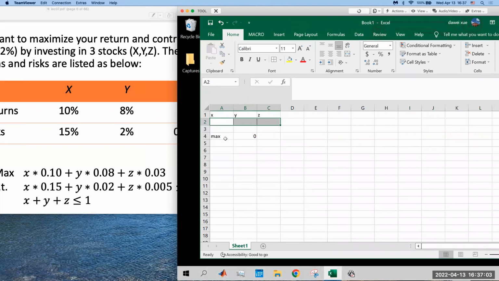Okay, now we're telling the change variables, we're telling the object function. So now we translate the subject 2, so all the constraints. Let's say constraint 1, C1 here. So the first constraint: all the risks should be less than or equal to 2%.